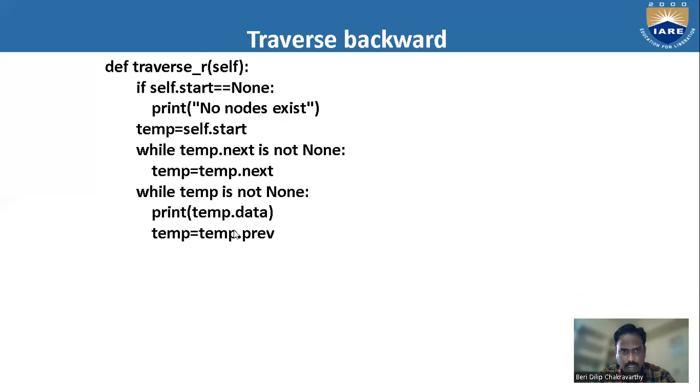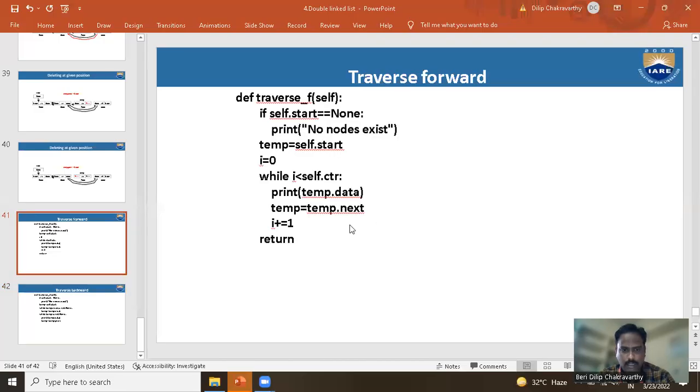Similarly, traverse back means I start from the last node. From the last node, I'll be coming back by using the previous addresses. By using the previous addresses, I am moving from back to the first node. Okay, this is about traversing backside, traversing from back. I hope you understand the thing. Thank you.